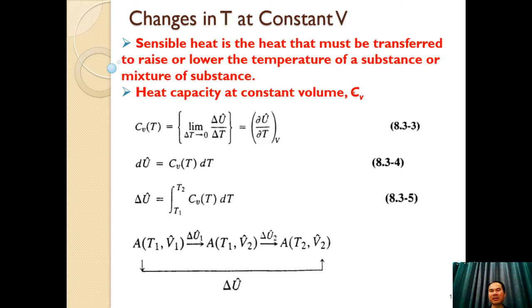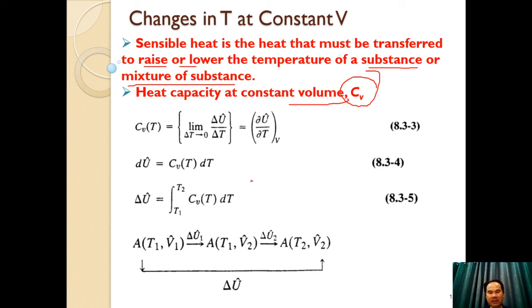For the second system, we talk about the temperature change at constant volume. For this case, we consider the sensible heat. The sensible heat is the heat that must be transferred to raise or lower the temperature of a substance or a mixture of substances. For this case, at constant volume, we require CV. CV is the limit as delta T approaches 0 of delta U divided by delta T. If delta T is a very, very small value, delta U divided by delta T equals dU divided by dT, the derivative of U with respect to temperature at constant volume. In this case, we can rearrange the equation to dU equals CV dT, and then integrate CV dT from T1 to T2.